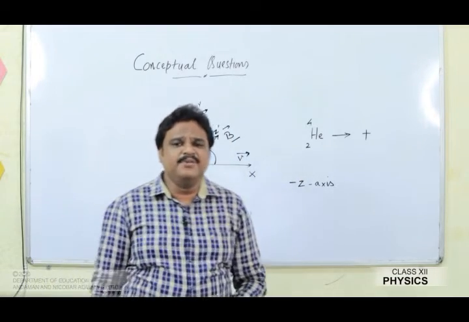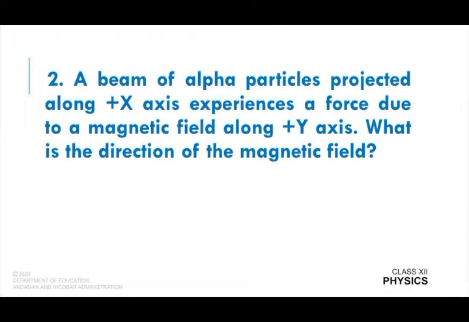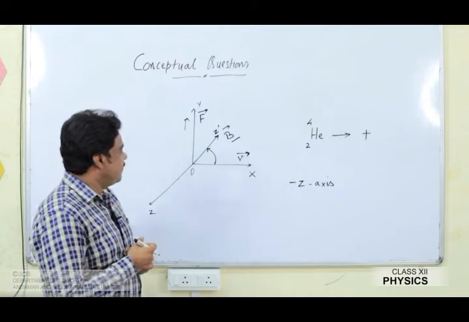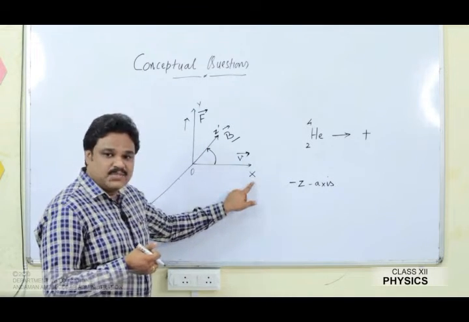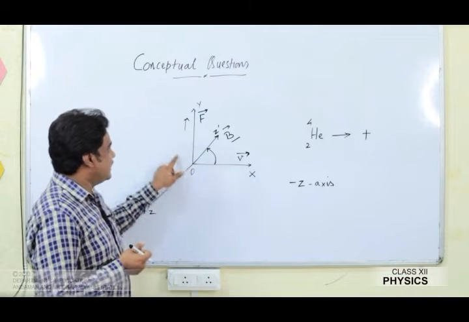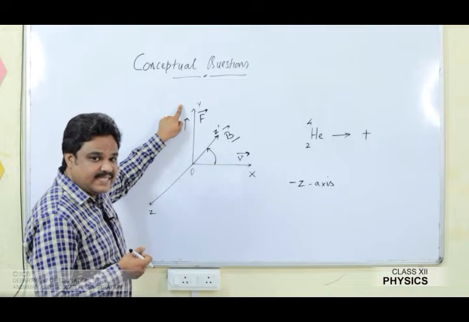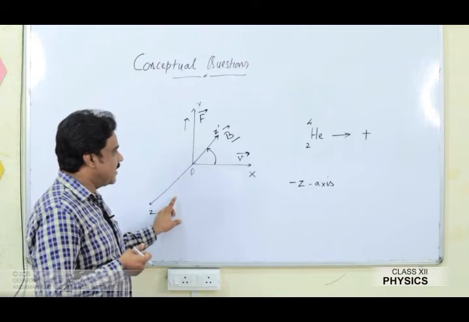Once again I am going to read back the question. A beam of alpha particles projected along the positive x-axis experiences a force due to a magnetic field along the positive y-axis. What is the direction of the magnetic field? Once again, the velocity of the alpha particle is along the x-axis, and the force acts along the positive y-axis. They are asking what is the direction of the magnetic field.